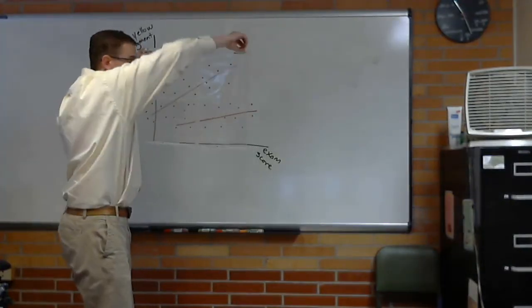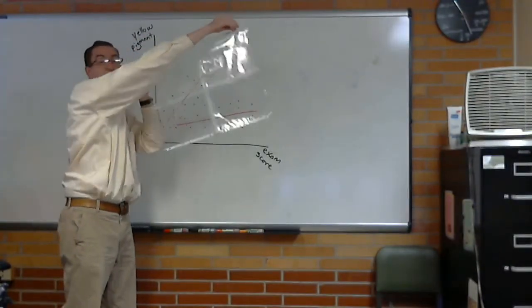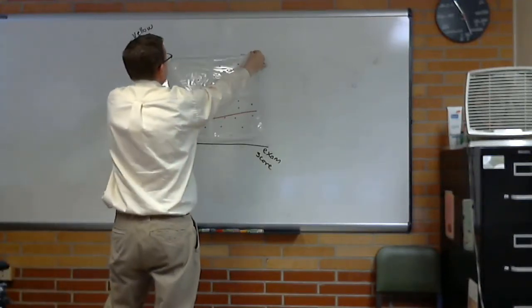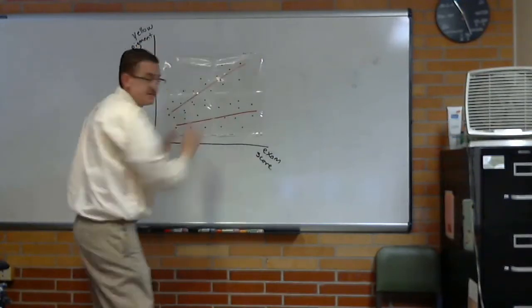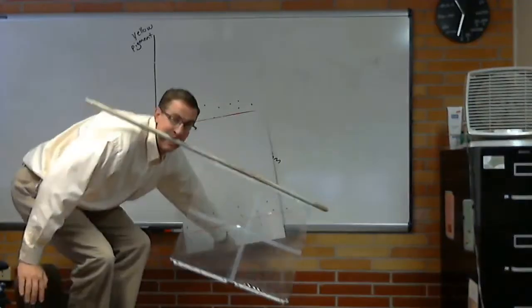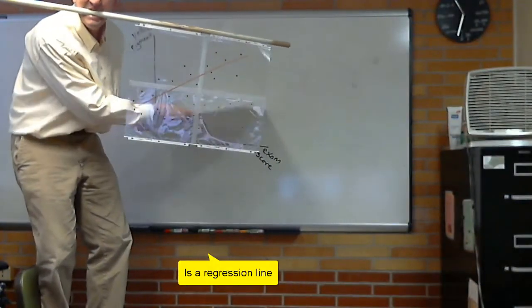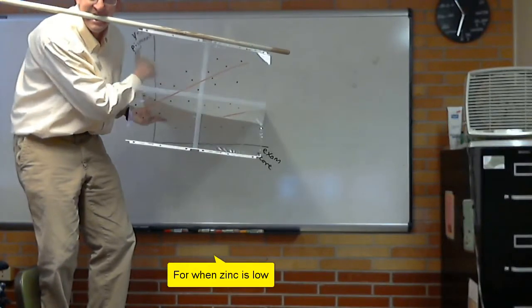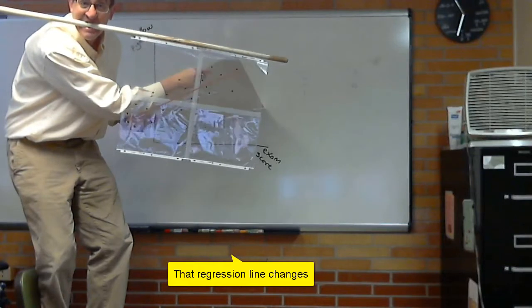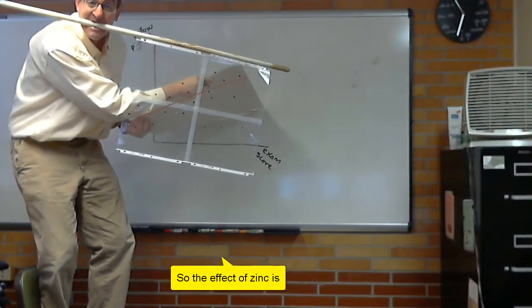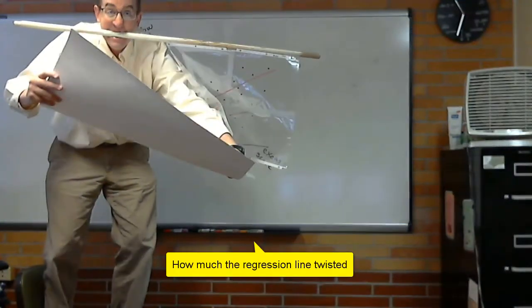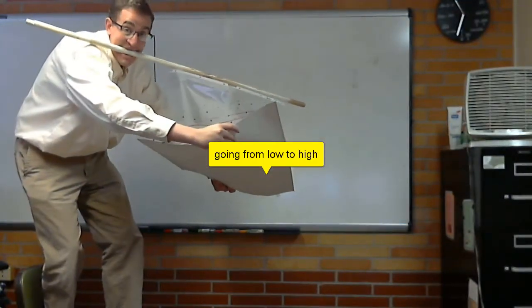And what we've really got are these two different regression lines. One regression line for the high zinc level and one for the low zinc level. And when we put these on top of each other, you can't necessarily see that because they're masked. Here's another way to try to explain it. What we have here is a regression line for when zinc is low. But when zinc is high, that regression line changes to X for high. So the effect of zinc is how much this regression line twisted going from low to high.